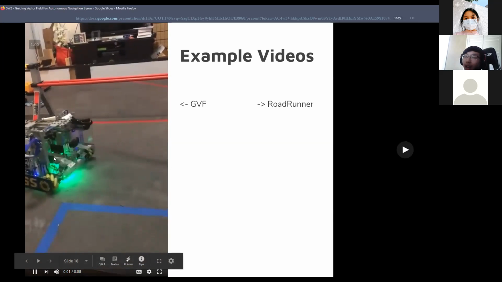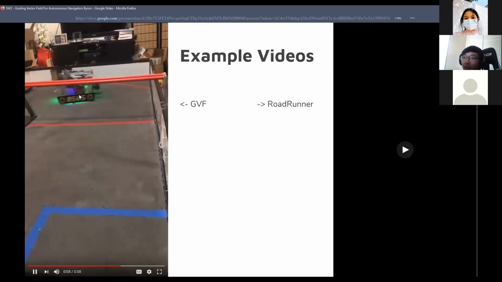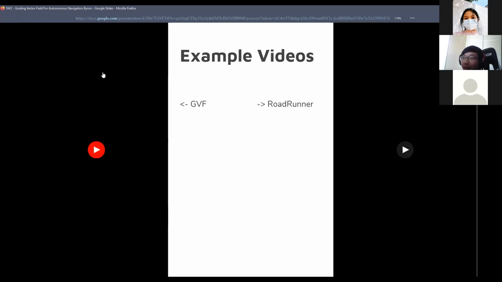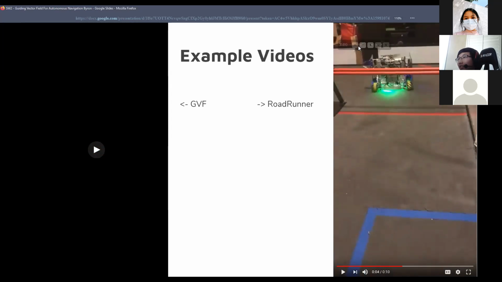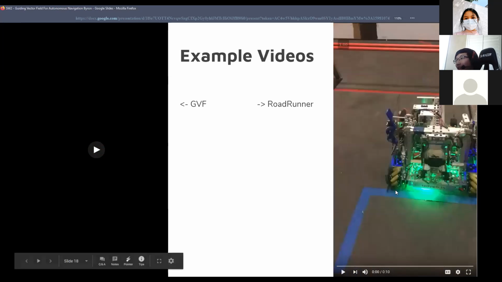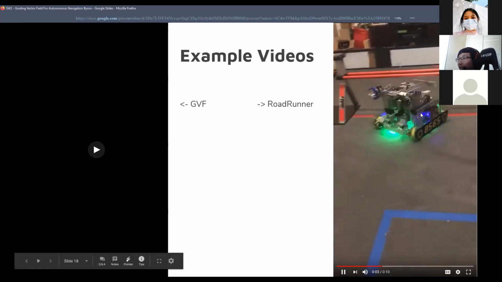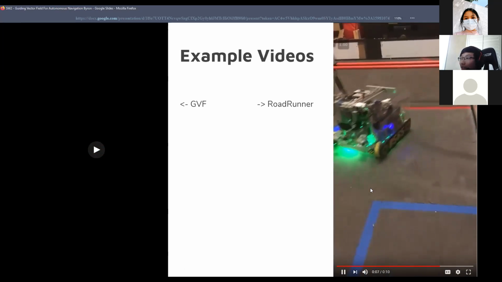All right. So as you can see, GVF, you have to turn before you drive in a straight line. And then here, instead of just directly moving backwards, it turns around and then it heads backwards. So that causes a bit of inefficient pathing. But if you look at Roadrunner, just set this down to normal speed again. And if you look at Roadrunner, it has the capability to strafe. So yeah, and it moves backwards as well.